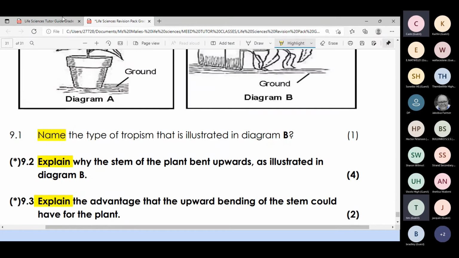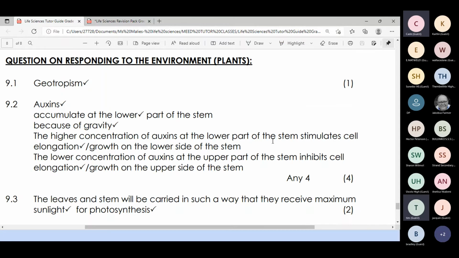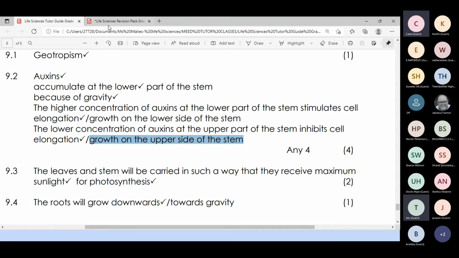So explain why the stem bends upwards. You get a mark for talking about the auxins because the auxins are influencing geotropism. They accumulate at the lower part of the stem because of gravity. Look where the ticks are, grade 12s. A higher concentration of auxins at the lower side of the stem stimulates cell elongation and growth, meaning the lower concentration of auxins is at the upper part of the stem, which inhibits cell growth. Or you can say the growth of the upper side of the stem. But if you write those 4 bullets, grade 12, it will be accepted.